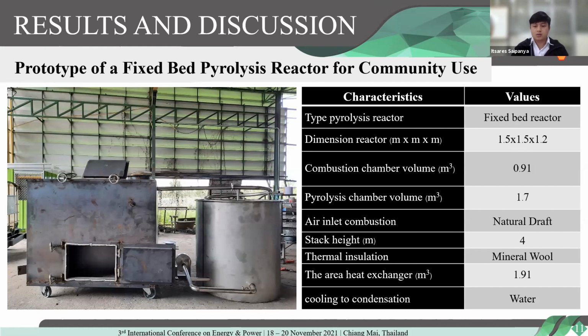For the design and construction of the fixed bed pyrolysis reactor, the combustion chamber size is 0.91 cubic meter and the pyrolysis chamber is 1.7 cubic meter. The stack is 4 meters. Wood is used as the material for heating the system. The heat exchanger measures 1.91 cubic meter with water as the heat exchange medium.